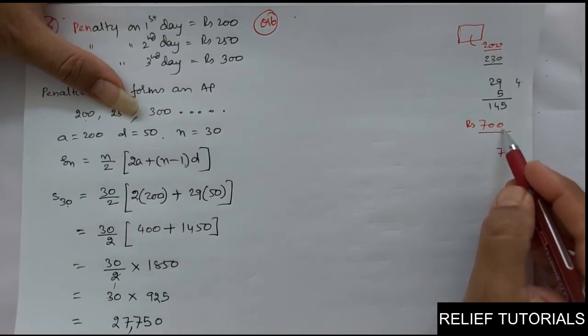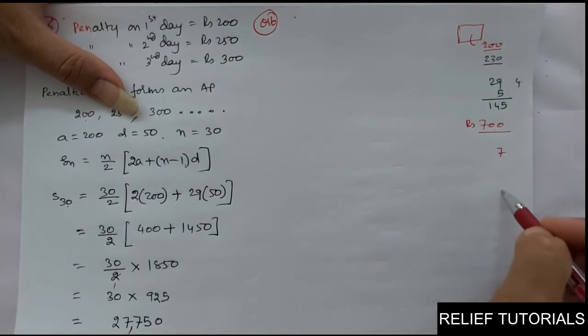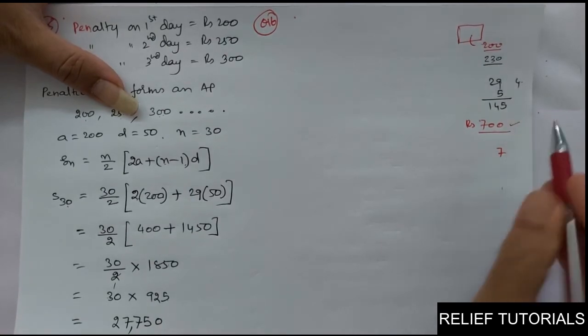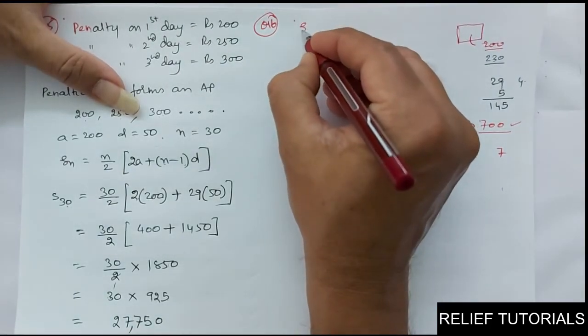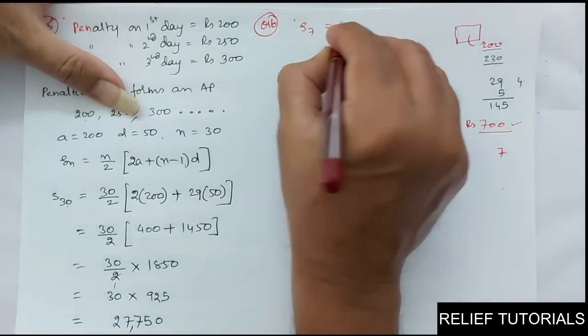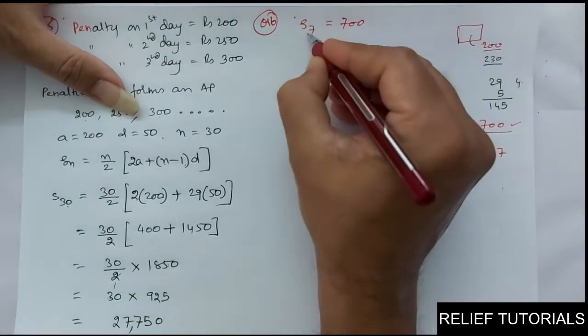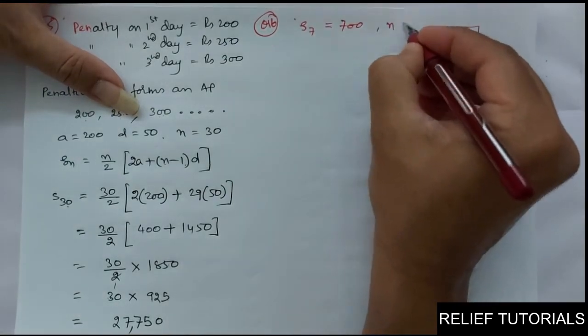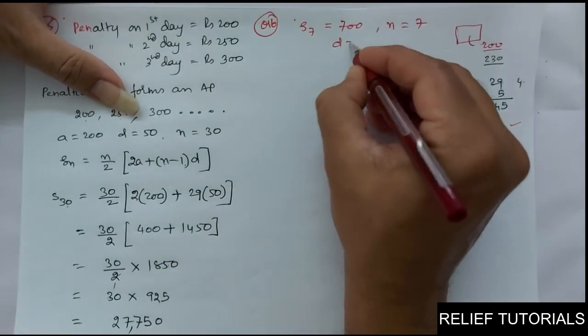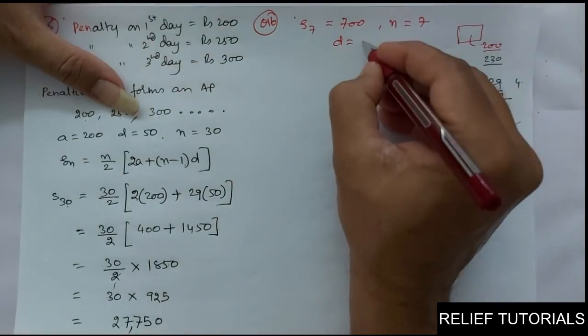Total price, sum, total sum. Sum of all 7 price is ₹700. So SN is given here and there are 7 price, N is given. Difference is given 20. So here we can say okay, S7 is equals to 700. Sum of 7 price is 700. So N is equals to 7 here. And difference of each price is ₹20.